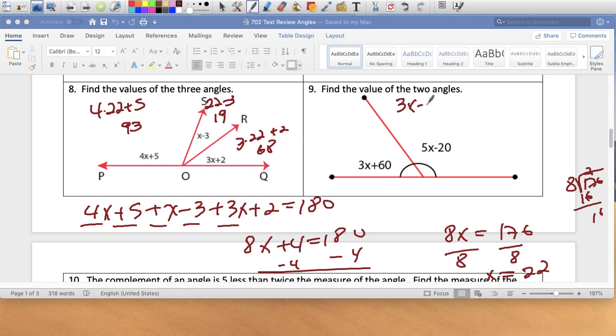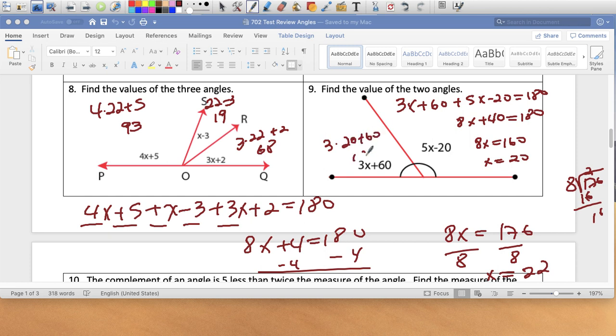This one, 3x plus 60 plus 5x minus 20 equals 180, right? Because they're supplementary. So 3x and 5x is 8x. 60 minus 20 is 40, equals 180. Subtract 40 from each side, and 8x equals 160. x equals 20. So here's 3 times 20 plus 60, this is 120. So if this is 120, obviously the other one has to be 60. But just to confirm, 5 times 20 is 100 minus 20 is 80.